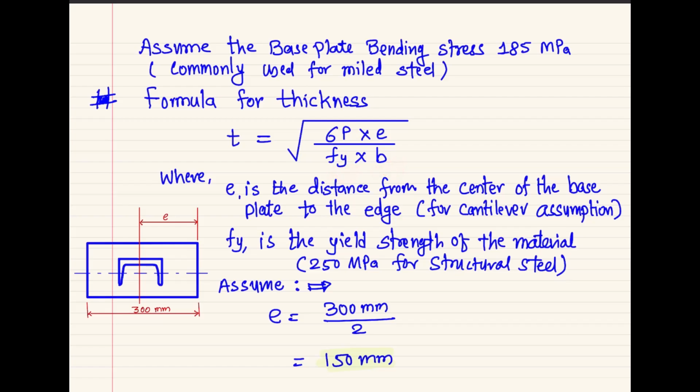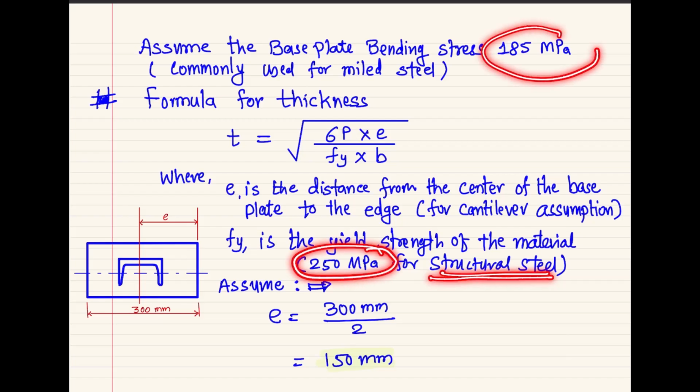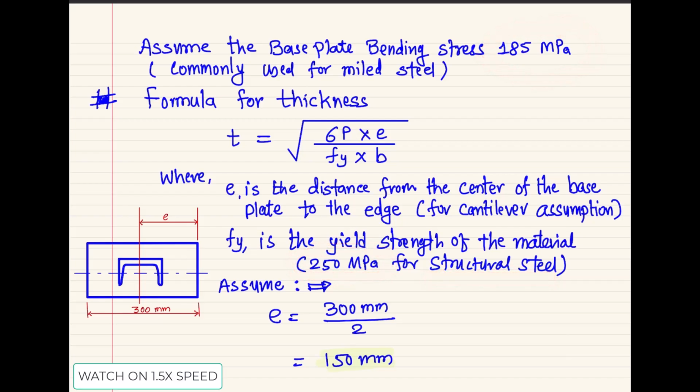Now we will see the notations. E is the eccentric distance of the plate from the column center, which is for the cantilever assumption. Fy is the yield strength of the material, which is 250 megapascal for structural steel. This is again a catalog value, like the bending stress. Now assume that E equals 300 mm by 2, which means we are dividing that into half. So E equals 150 mm.